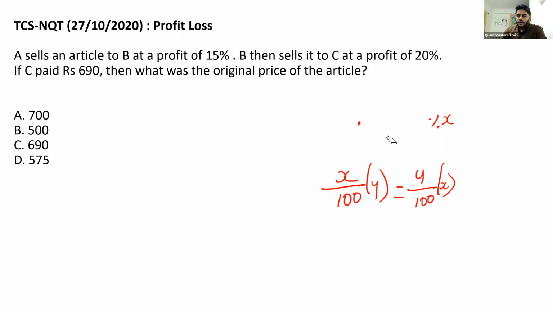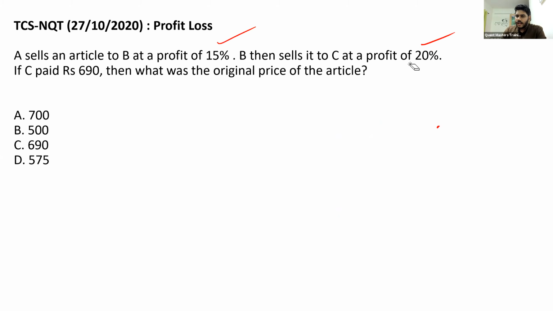So what I will do, I'll assume originally, let me say 100% A is buying. Now increase by 15%, increase by 20%. I'll increase by 20% first. 100% increased by 20% becomes 120%. Now 120% increased by 15% is what? 10% is 12, 5% is 6. So 120 increased by 15% is nothing but an 18% increase. So 120 increased by 18 is 138%. And this 138% is nothing but 690.